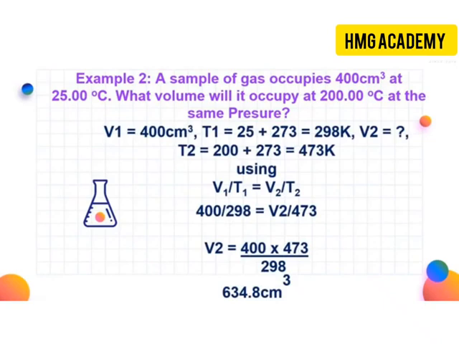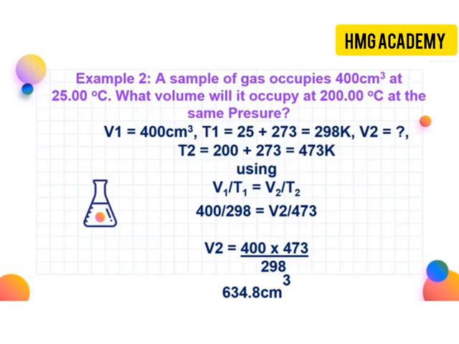Now take a look at the solution. We'll bring out our values. V1 is equal to 400 cm3, T1 is 25 degrees plus 273, that will give us 298 Kelvin, while V2 is unknown. T2 is 200 degrees Celsius plus 273, converting to Kelvin, that will give us 473 Kelvin.